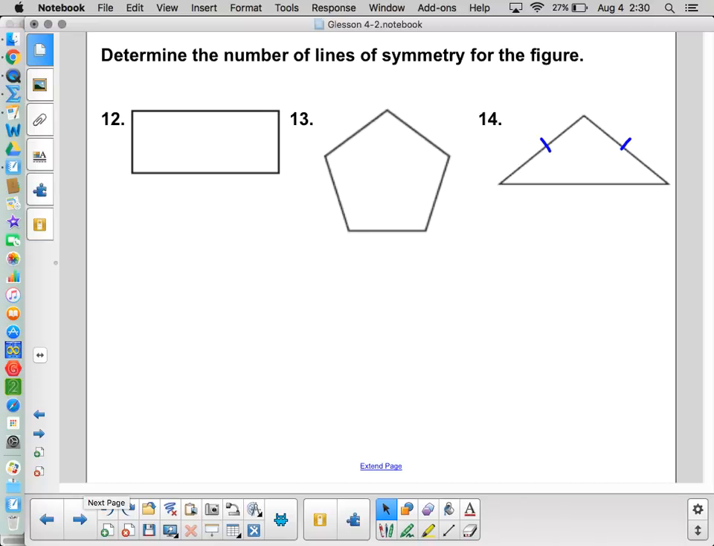So go ahead and try to find your lines of symmetry. Sketch them in on your notebook. I believe these are all in your student journal as well. And I will check those in class tomorrow. And that ends our lesson for today.